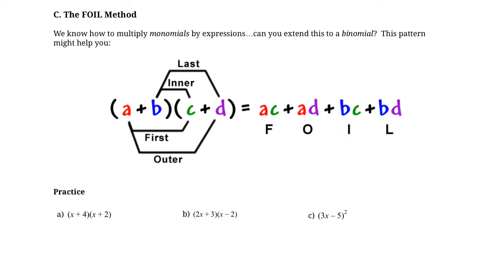And then we have I, which stands for inner. So you're going to take the innermost terms of your brackets. So that would be B multiplied by C, which is BC. And then L stands for last. So take the last terms in each bracket and multiply them together. So B multiplied by D is BD. And then again, to simplify, you're just going to check if you actually have any like terms, and see if you can put them together.